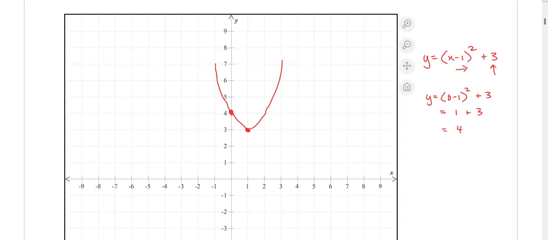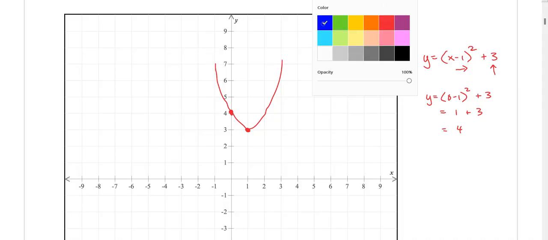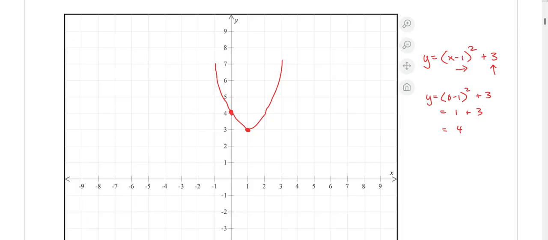All right, now you're supposed to graph the axis of symmetry with a dotted line. So you would go grab the dotted line over on the side tool, and you would click 2 points. I would click here on the vertex and then just go somewhere up above it. So here's the axis of symmetry.